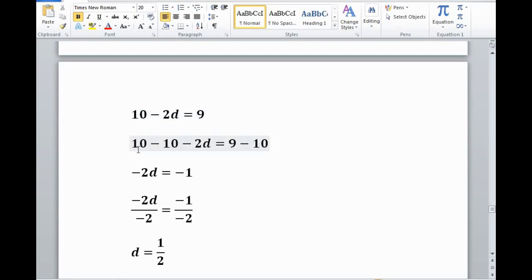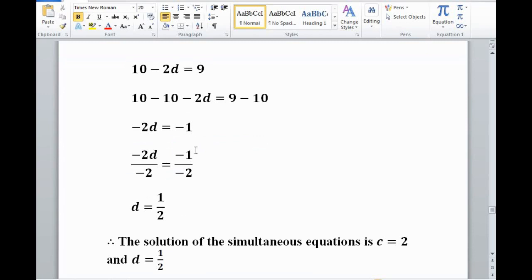So I will write 10 minus 10, negative 2d equals 9 minus 10. So we know that positive 10 and negative 10 will cancel out each other, so we get negative 2d equals 9 minus 10 will give us minus 1.